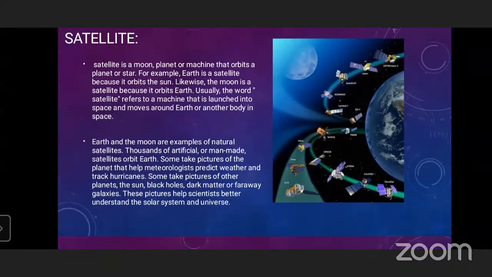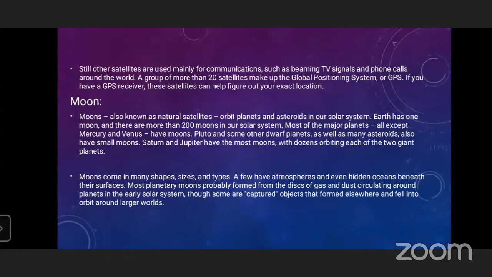Still other satellites are used mainly for communication, such as TV signals and cell phones around the world. A group of more than 20 satellites makes up the global positioning system, called GPS. If you have a GPS receiver, these satellites can help figure out your exact location. Not one satellite is used; in total, about 20 satellites make up the global positioning system.